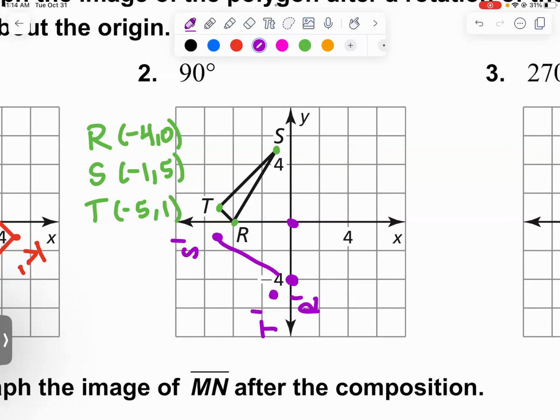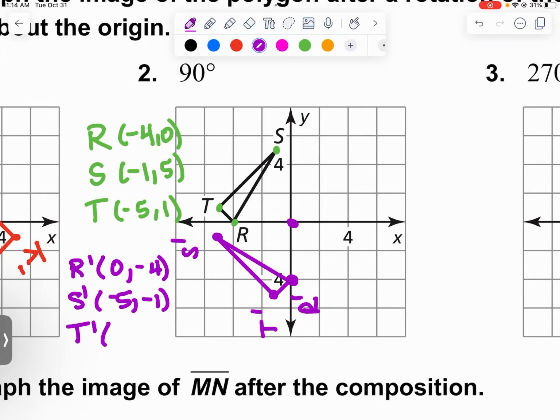And then when we turn our paper to the correct orientation, we can now identify what those coordinates are. So what did we do? We turned our paper to the right 90 degrees and we plotted from the origin how we would plot our coordinates. Okay. So R prime looks to be 0, -4. S prime looks to be -5, -1. And T prime looks to be -1, -5.